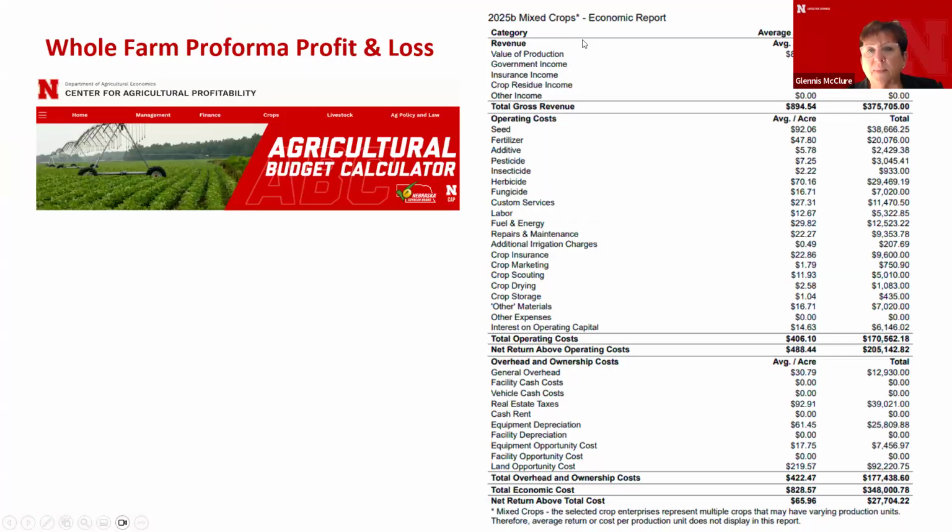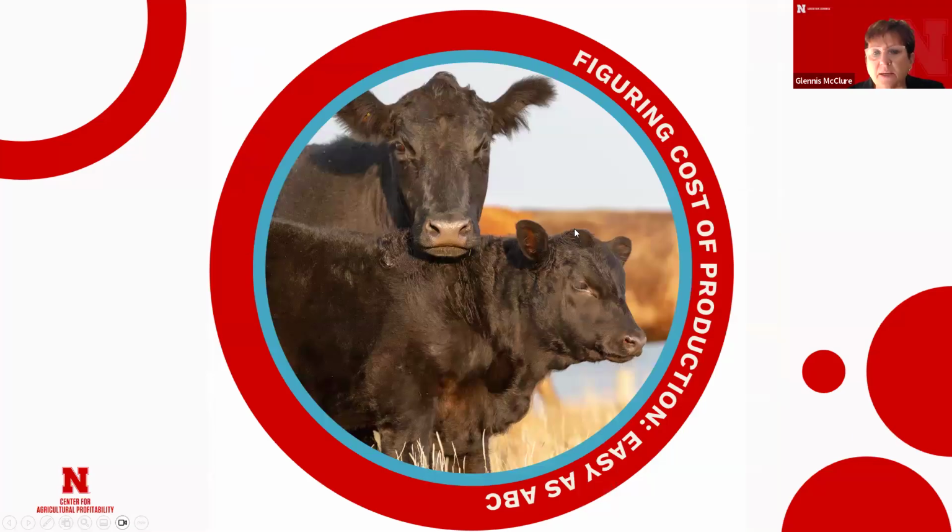And it says mixed crops. So what I've done here is, in the whole farm, I brought together my corn, my soybeans, my wheat. I brought all of these enterprises together, and then I'm running a pro forma profit and loss, basically a look-ahead report. Keep in mind that in addition to crops, we do have livestock, mainly cattle, working right now, and we're going to continue working with that.